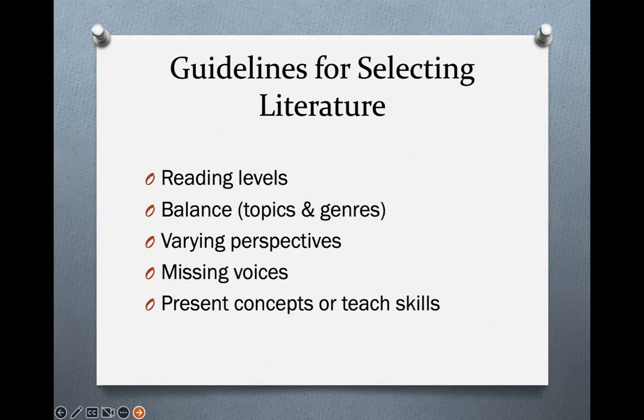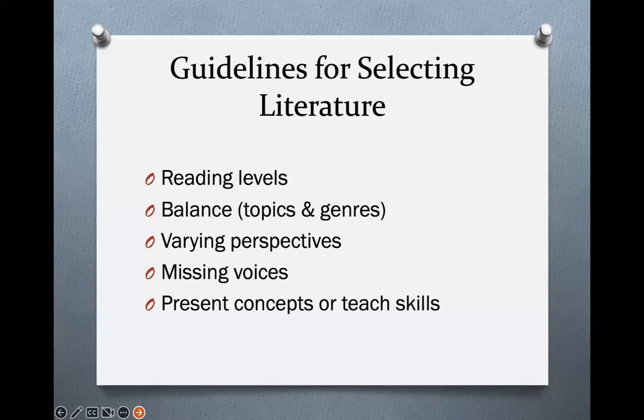And then sometimes we want to present a concept, or we want to teach a skill. So sometimes we might be using a book to teach about economics, and it might not really look like a social studies book, but it does help us teach a skill. You'll see some suggestions in your course textbook where you think, wow, that's just a little picture book, how in the world? But the concept is what you're after. Also, just let me give you a couple of examples.